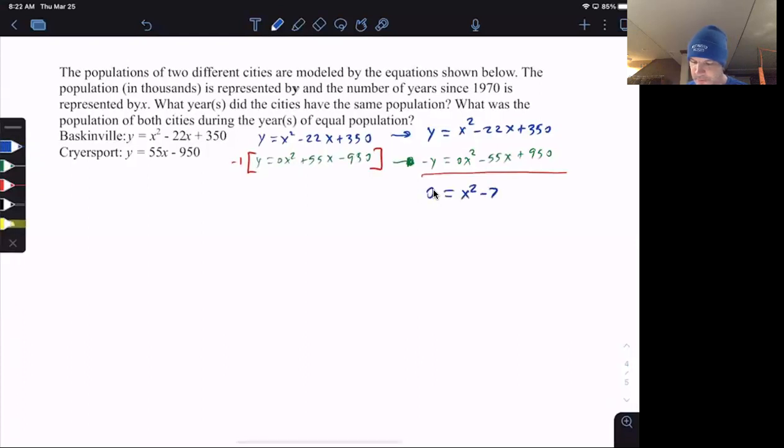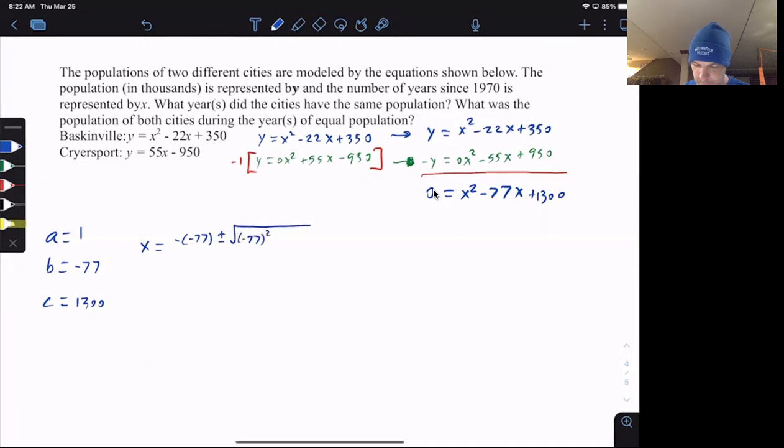You're left with x squared minus 77x plus 1300. Okay. X squared minus 77x plus 1300. Okay, now for this one, let's go ahead and use the quadratic formula. A is 1, B is negative 77, and C is 1300. Okay, so we get x equals negative b plus or minus the square root of b squared minus 4ac all over 2a.